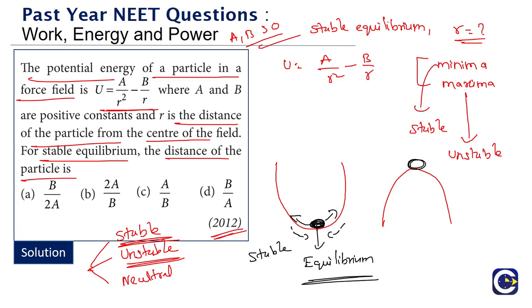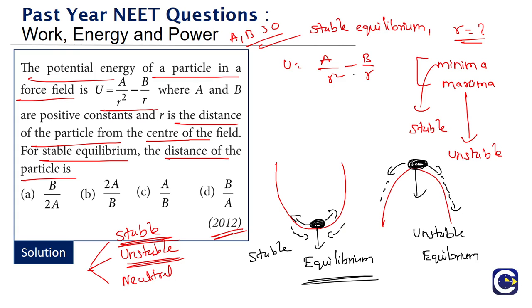And look at this one. If you keep an object at the top, this is also at equilibrium initially, but if we displace it slightly, what is going to be observed? If we displace it this way, it will keep going down. If you displace it this way, it will keep going down, which means what? This equilibrium we will be calling as what? Unstable equilibrium. So in unstable equilibrium, the potential energy is actually at a maxima.